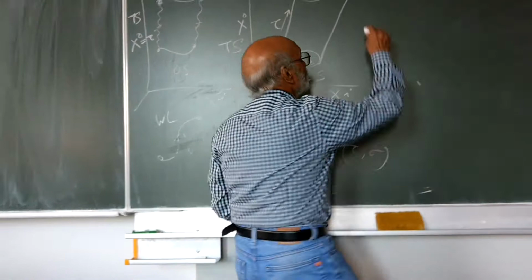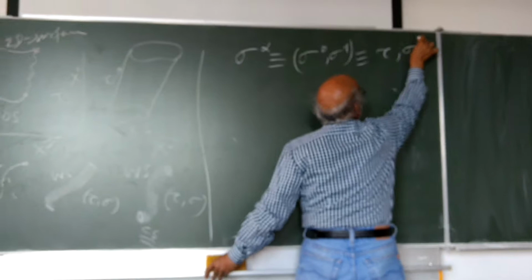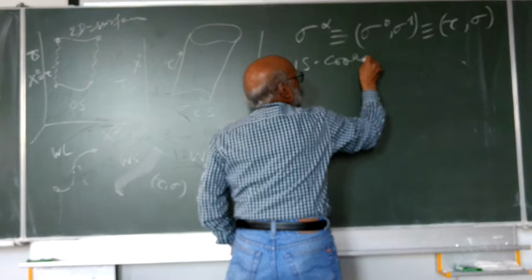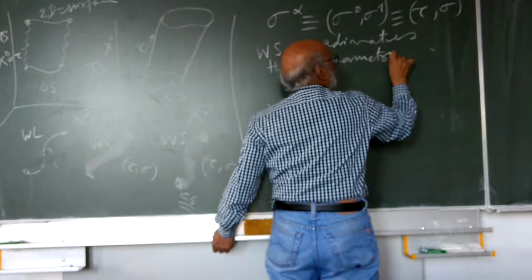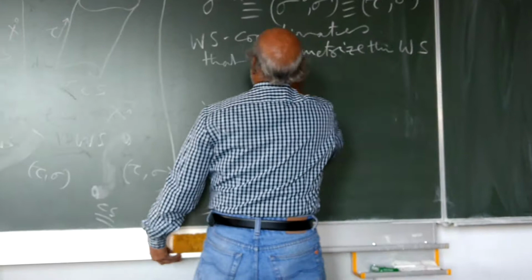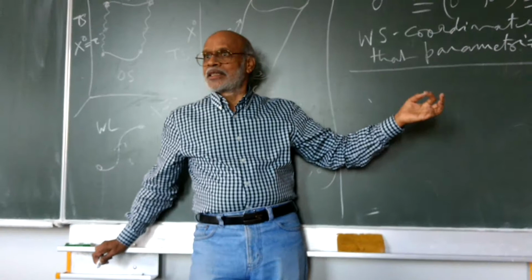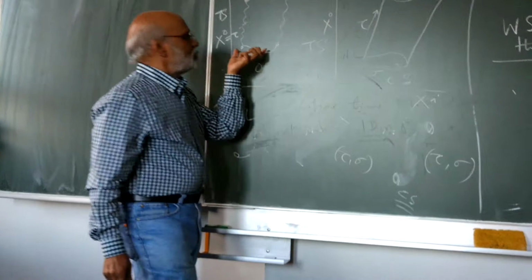So, I could say, let sigma alpha, which is sigma 0, sigma 1, be the coordinates that parameterize the world sheet. So these sigma alpha are the world sheet coordinates, or the parameters that parameterize the surface which I obtain when my one-dimensional object propagates.